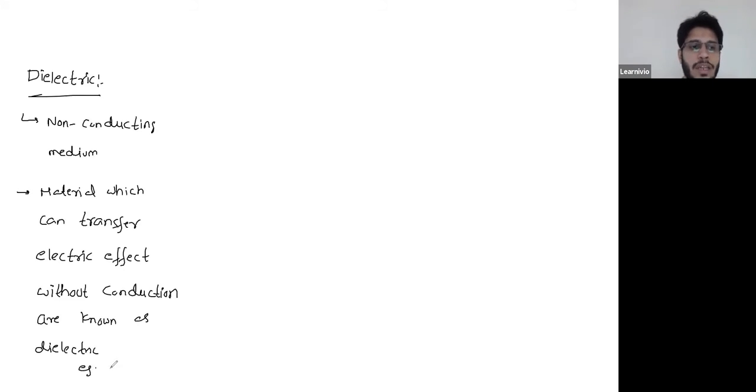The examples include air, water, CO, carbon monoxide. These are examples of dielectrics. These materials don't have free electrons. They can't conduct charge, but still they can transfer electric effect from one point to another. So these are known as dielectrics. We will see how a dielectric can transfer electric effect from one point to another.